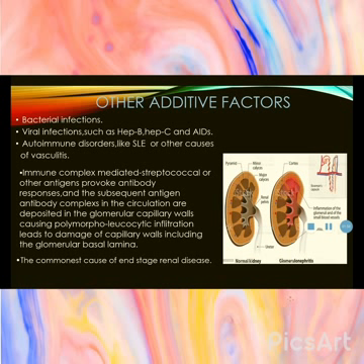Other additive factors are bacterial infection, viral infections such as hepatitis B, hepatitis C, and AIDS, and autoimmune disorders like SLE or other causes of vasculitis. The antigen-antibody complexes formed due to streptococcal infections get deposited in the glomerular capillary walls, causing polymorphonuclear leukocytic infiltration, which leads to damage of capillary walls, including the glomerular basal lamina. Chronic glomerulonephritis is the commonest cause of end-stage renal disease.